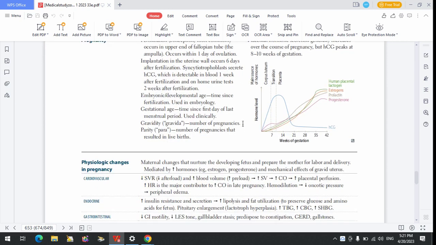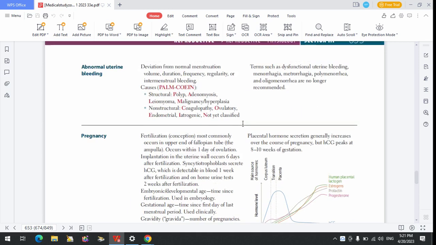Okay, so let's go to Dr. Babali, sorry, what did you say about the coagulopathy?